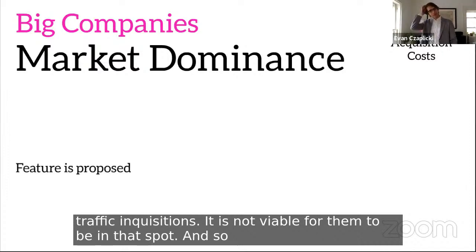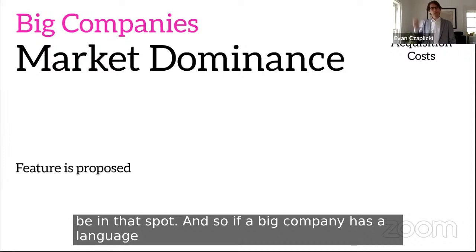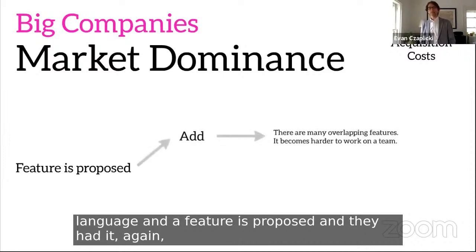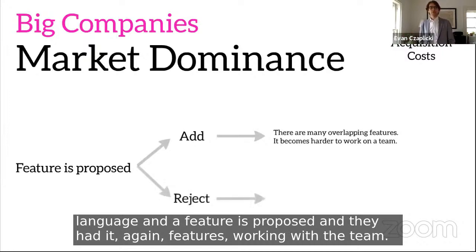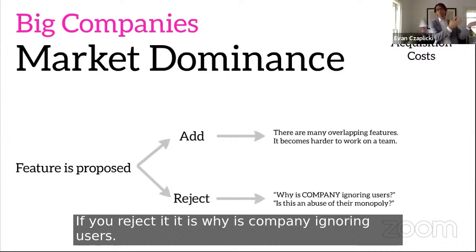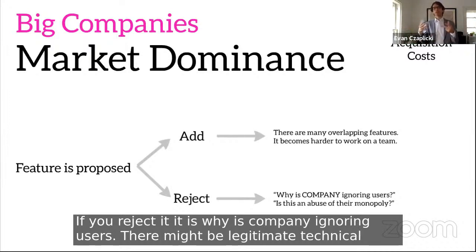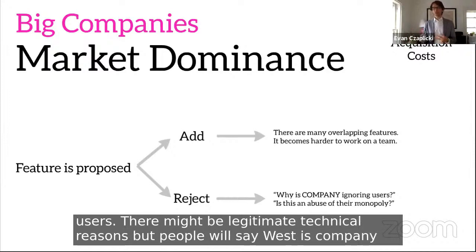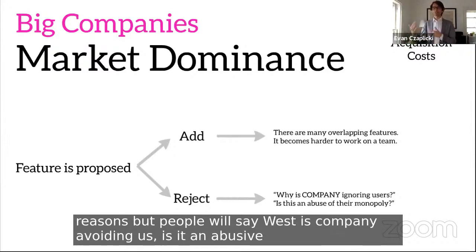And so if a big company has a language and a feature is proposed and they add it, again, there are overlapping features, and maybe it's hard to work on a team. But if you reject it, it's like, why is the company ignoring users? There might be legitimate technical reasons, but people are going to say, why is this company ignoring us? Is this an abuse of monopoly? Suddenly people are talking about the monopoly position of these companies. It's just like, this isn't good.